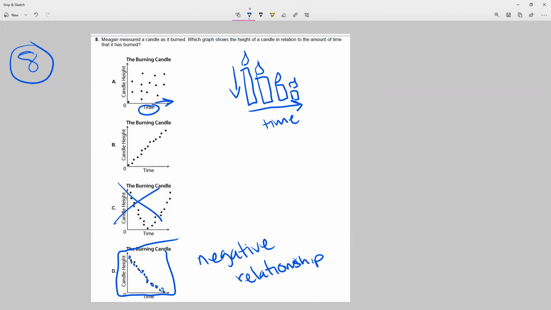Whereas this is nonlinear, doesn't make sense. The candle's not going to suddenly get bigger over here, right? Unless you add more wax to it. Certainly the candle doesn't get taller and taller, and it's not going to be all over the place that way. There's definitely a relationship between candle height and time.